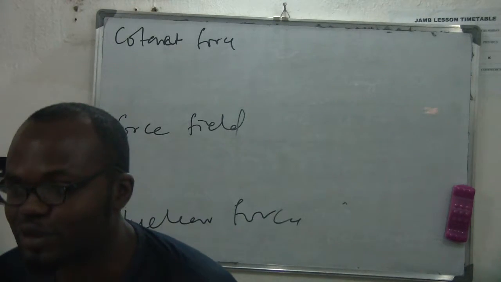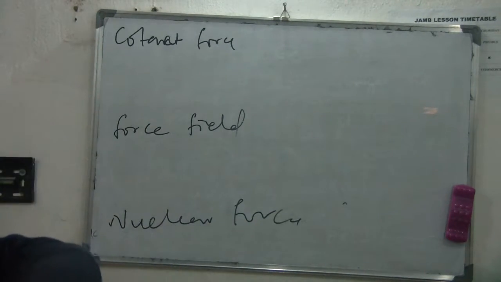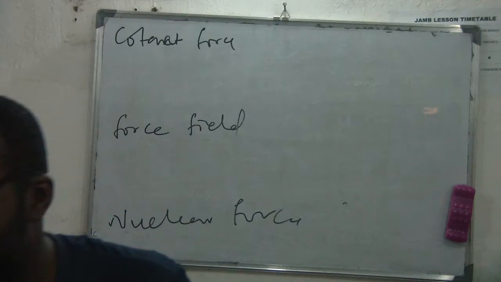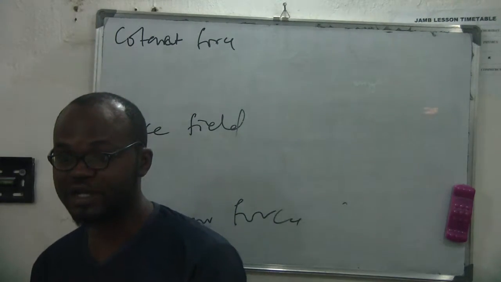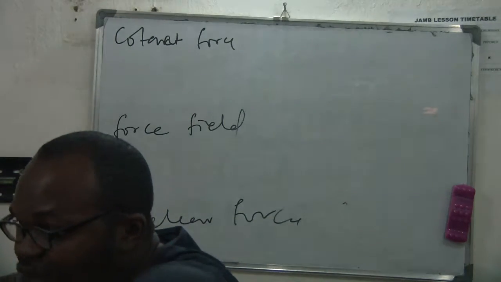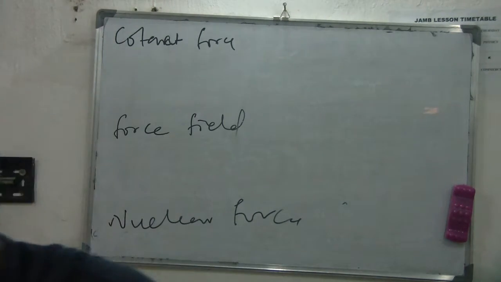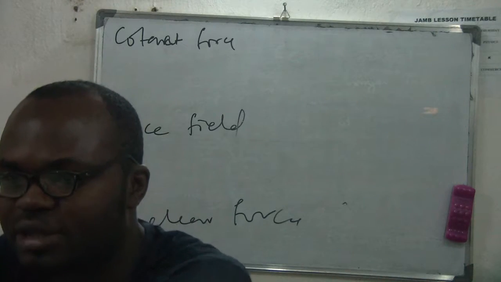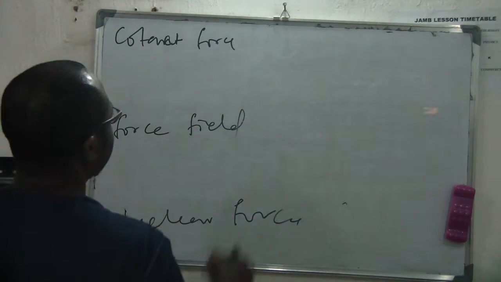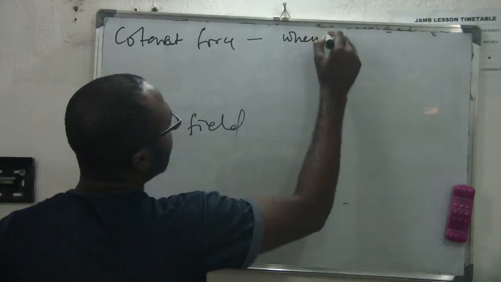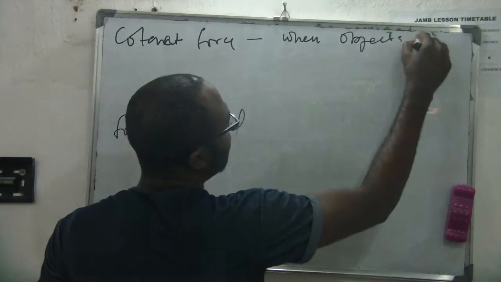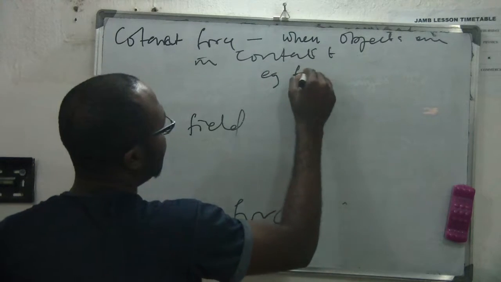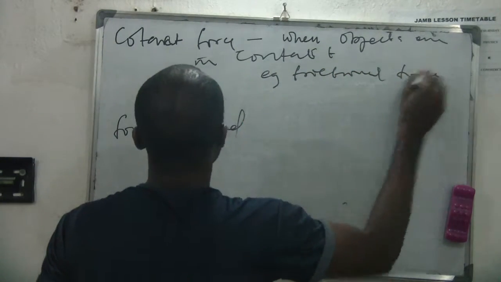Whenever you're talking about contact force, you're talking about forces that come to be because of contact of two surfaces. Like friction. You know what friction is? When you're moving a rough surface against another rough surface, that force that says, no, you will not move over me, that is friction. So it is a contact force, because you can only feel it when two things are in contact. An example is frictional force.